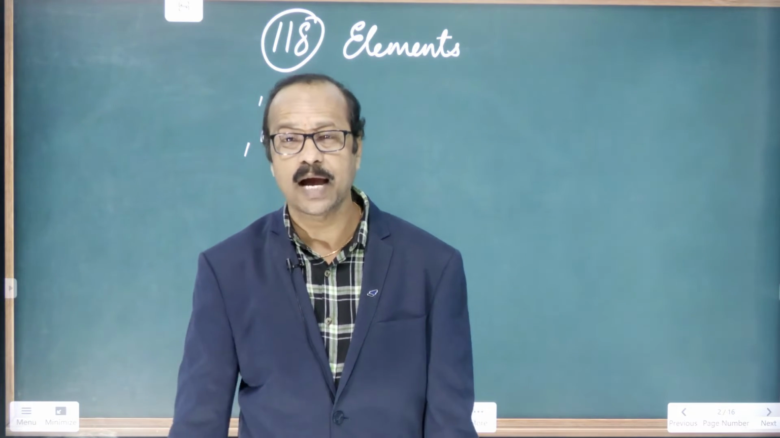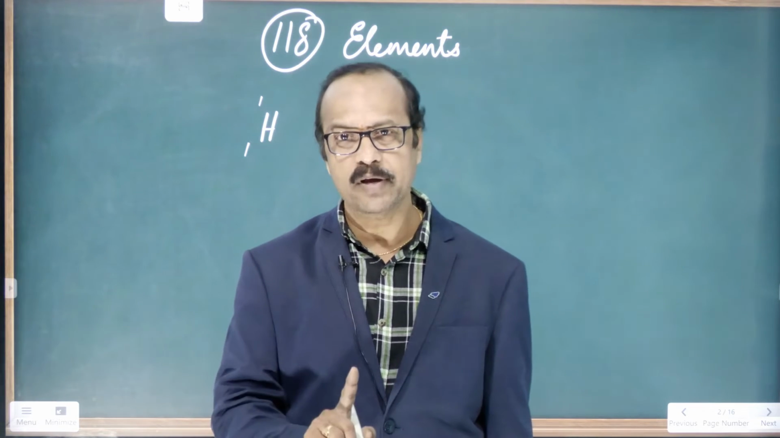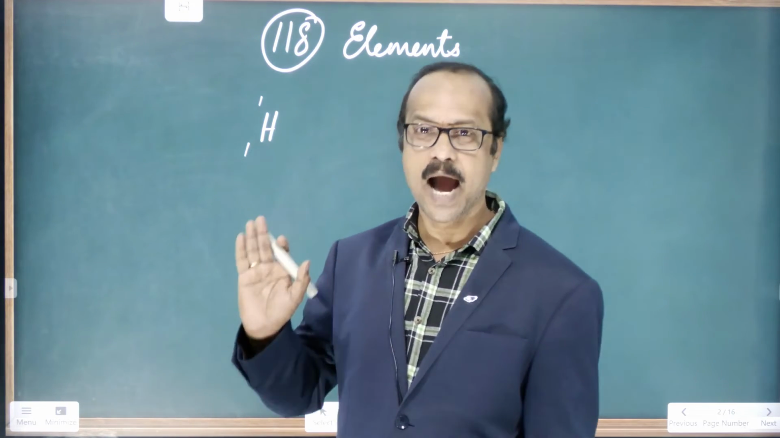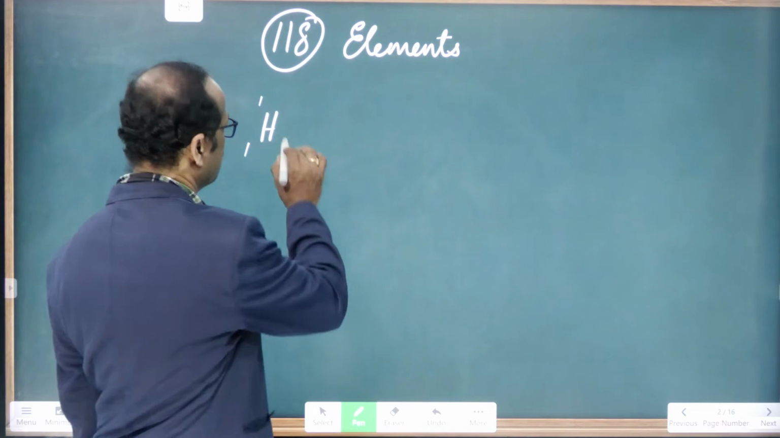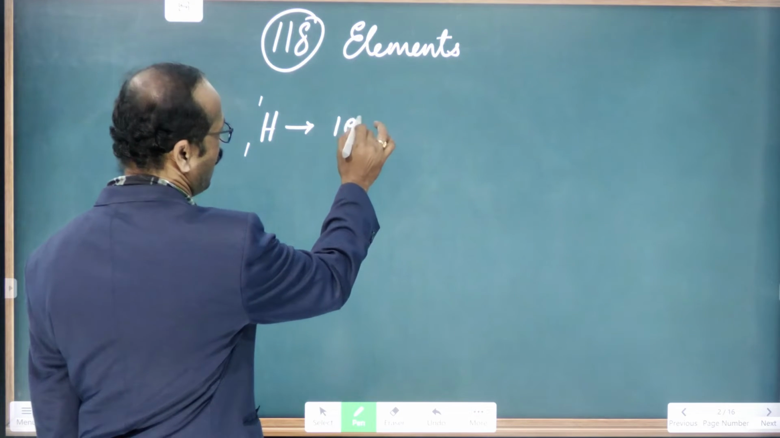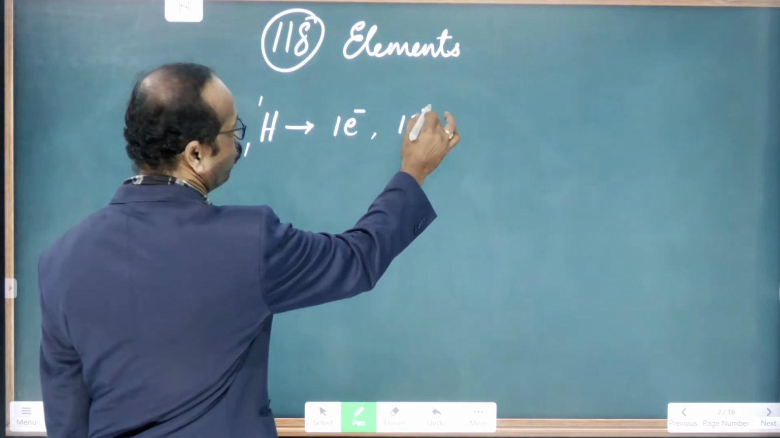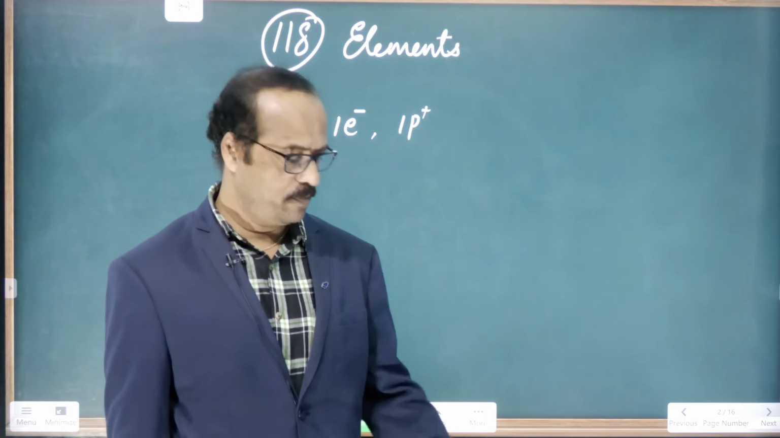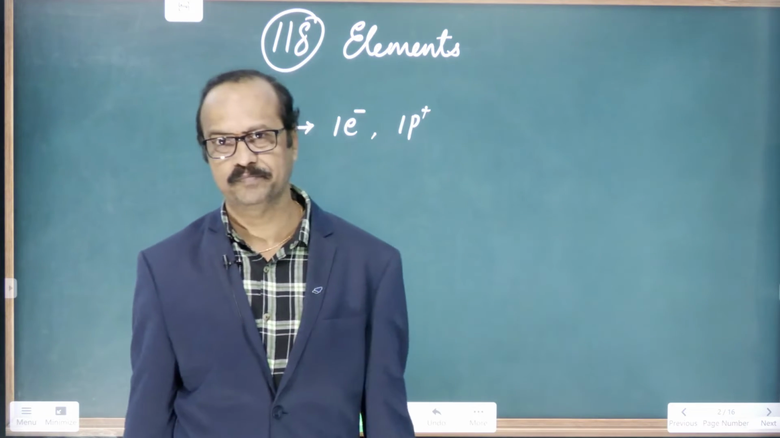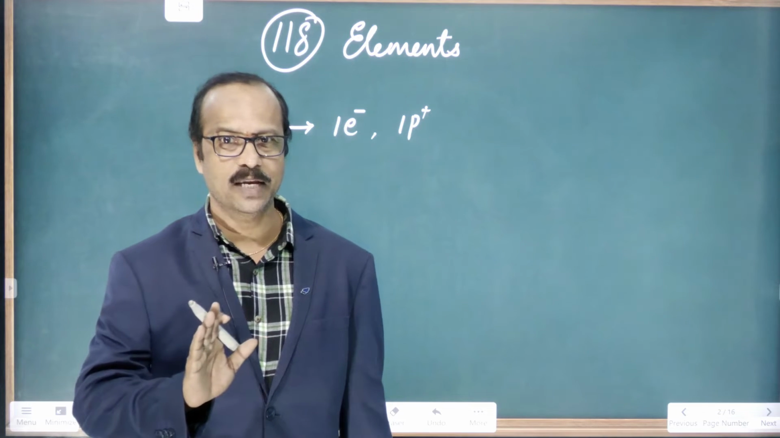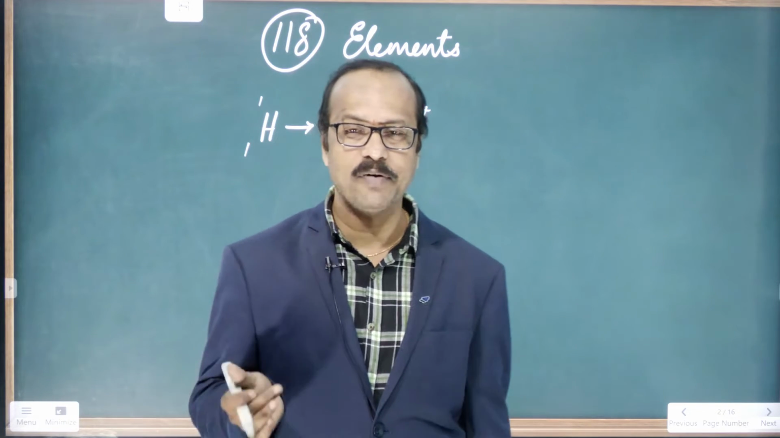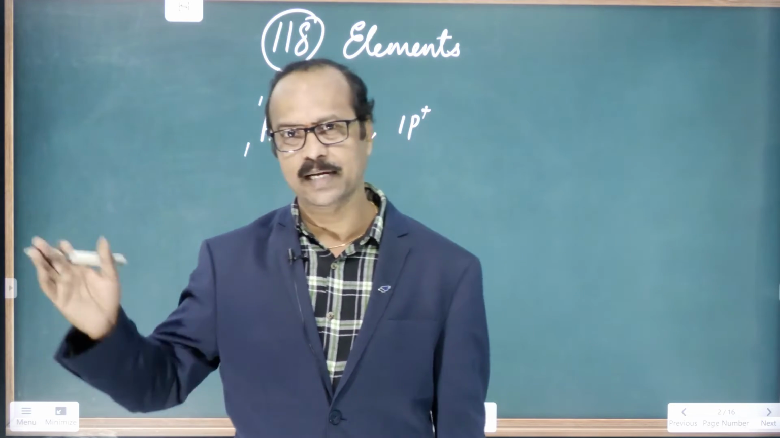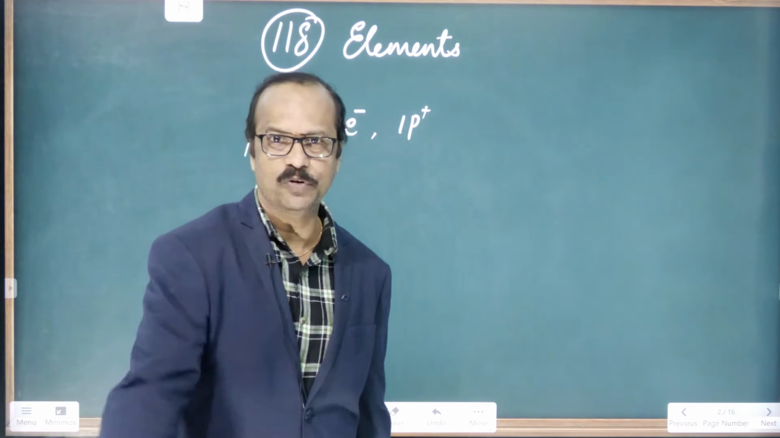What about hydrogen? Hydrogen consists of only 1 electron and 1 proton. There is no neutron in hydrogen. So the answer is hydrogen. But here one exception is also there. Hydrogen in nature is available in 3 forms, which are called isotopes. We will discuss that later, but as of now, hydrogen does not consist of a neutron. Remember this point.